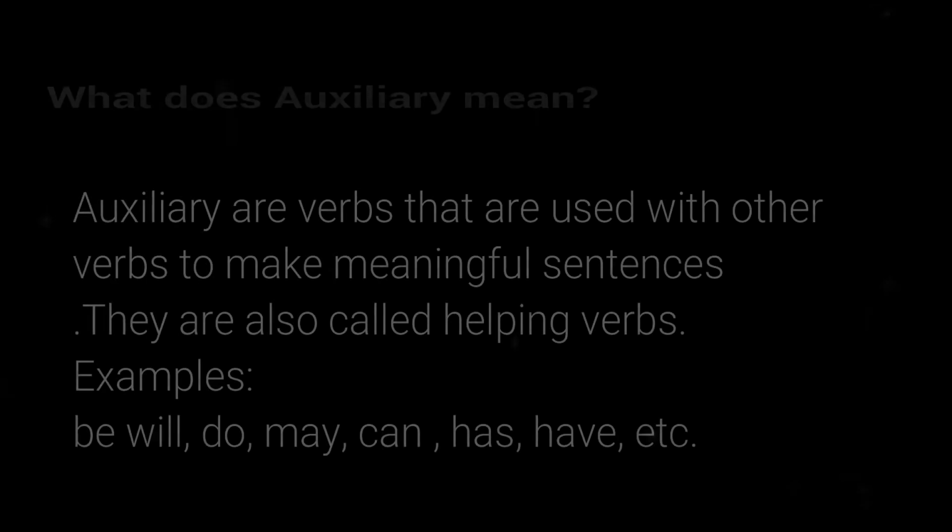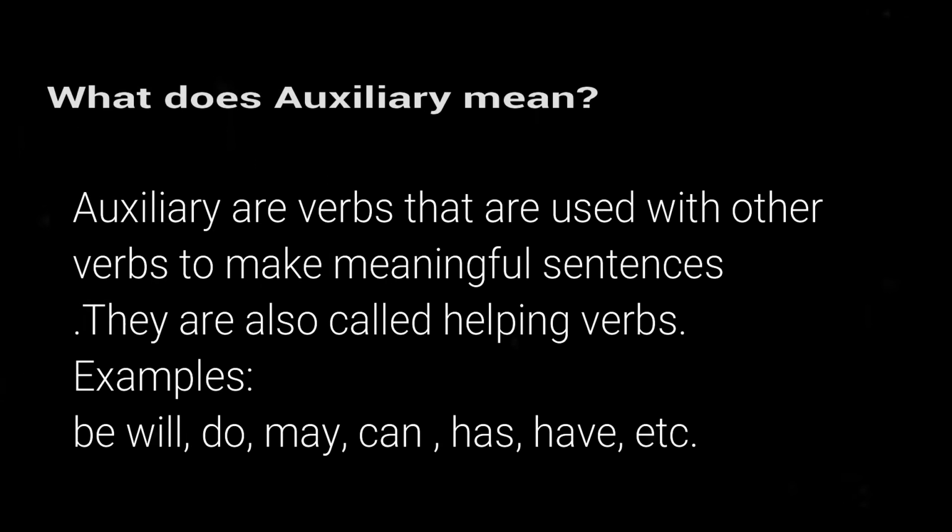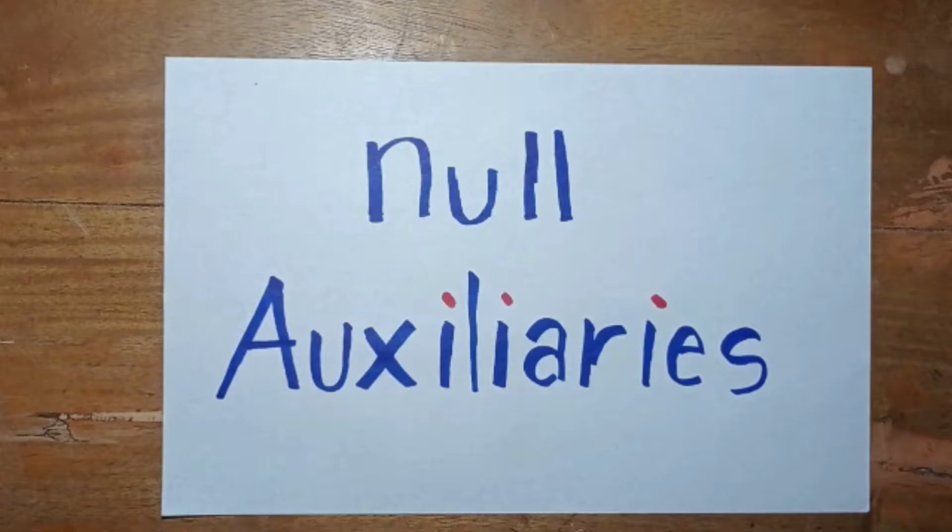So in this video, I am going to discuss null auxiliaries. So first, what does auxiliary mean? Auxiliaries are verbs that are used with other verbs to make meaningful sentences. They are also called helping verbs. Here are some examples: be, will, do, may, can, has, have, and so on.